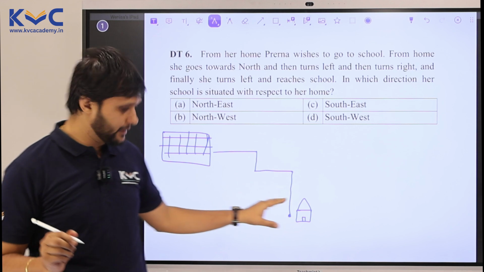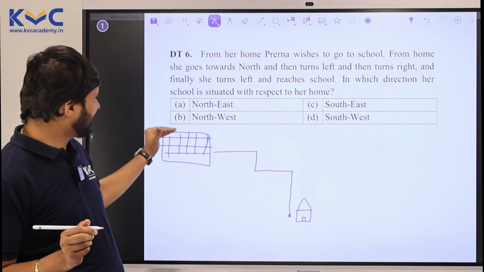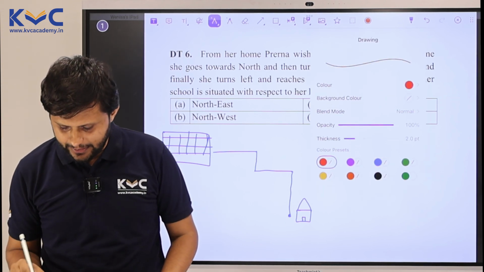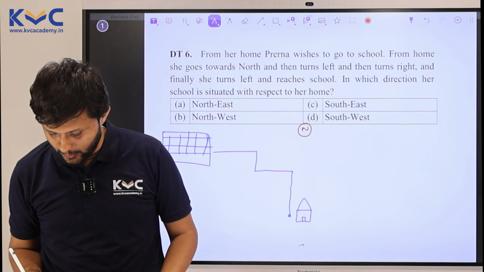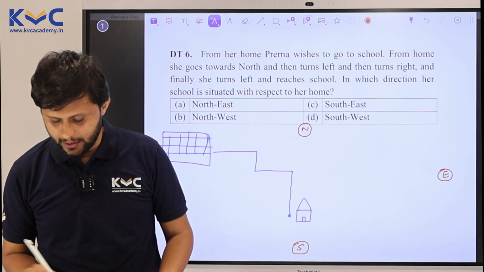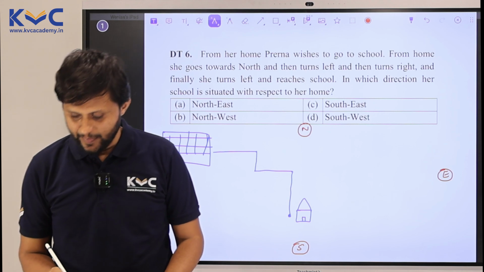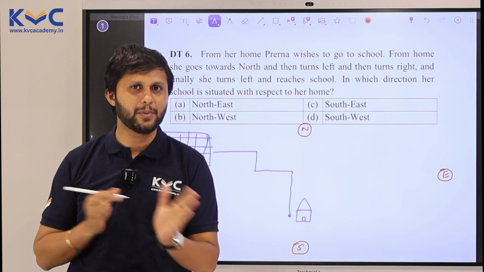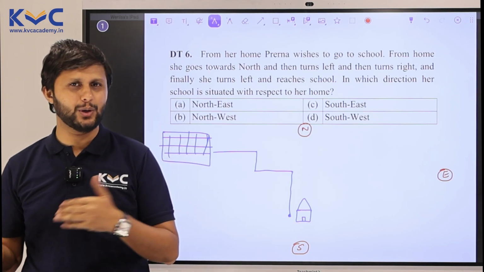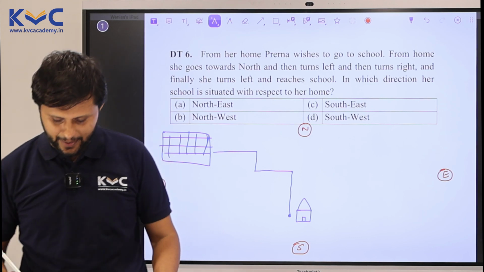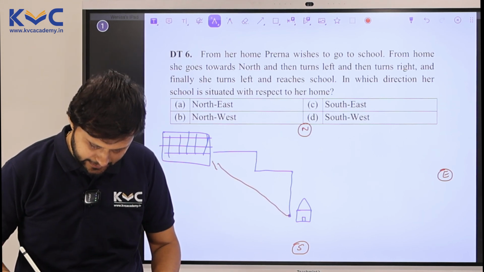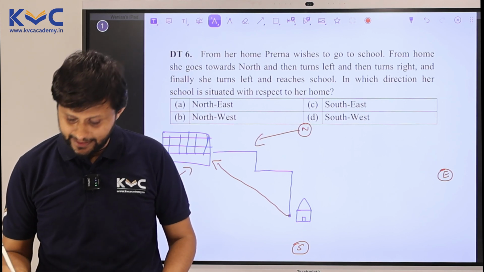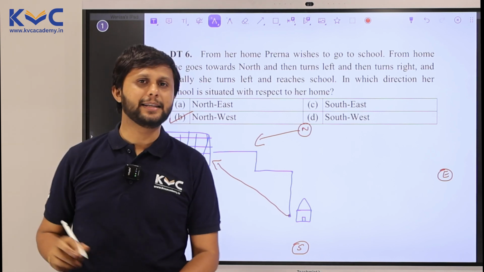Fine. Her house is over here and we need to see where this is. Which direction is this? Let me write the directions again. We have north here. Correct. We have south over here. We have east over here and we have west over here. And if you see the options, they're not talking about north, south, east, west. They're also talking about the combined one of north, east, northwest and so on. And if you see where is this compared to over here, which direction is this? We have north and we have west. It is northwest. Option B is the right answer.